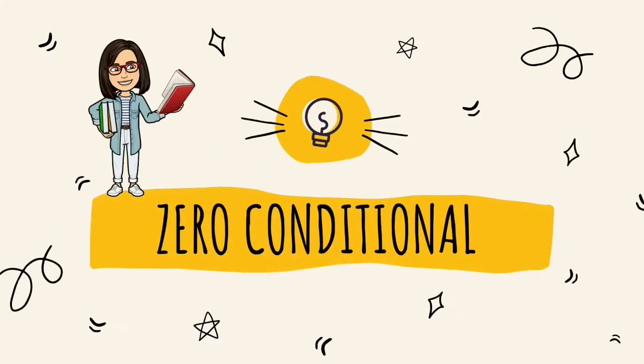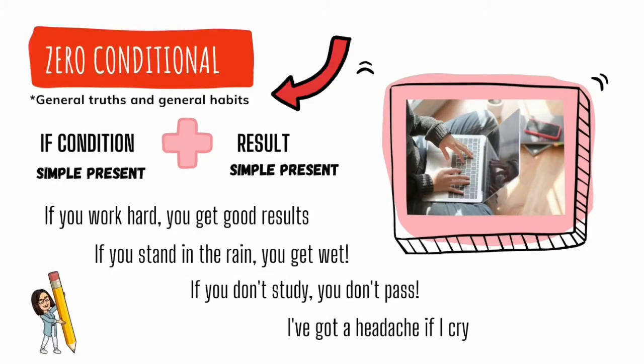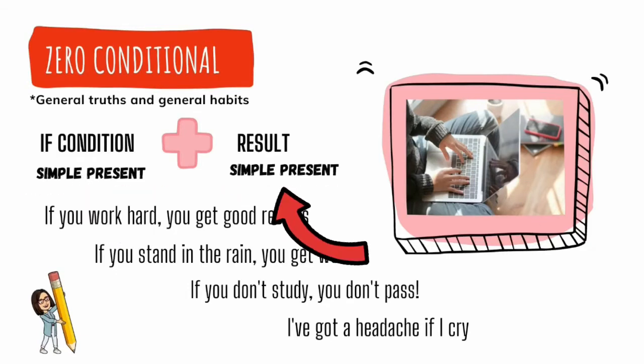Let's begin with zero conditional. The zero conditional is used to talk about general truths and general habits. The conditional sentences are divided into two parts, the if part or the if clause and the result part or the main clause. In zero conditional sentences, both parts are in simple present. There is one condition and then a result.